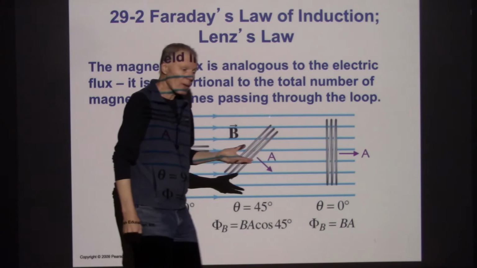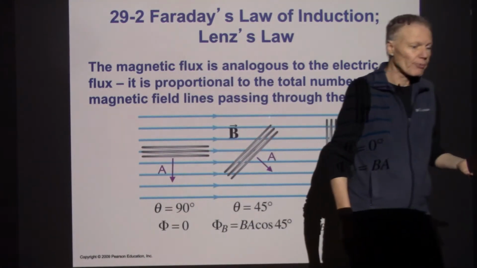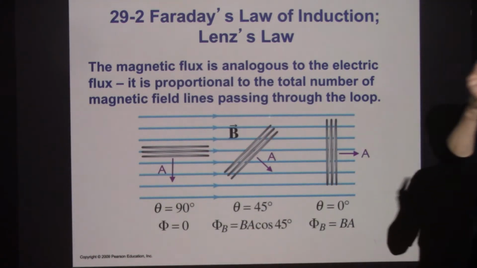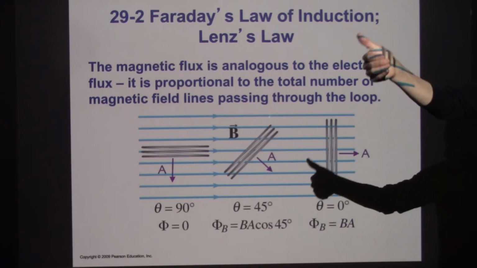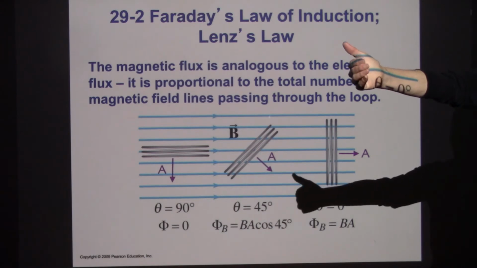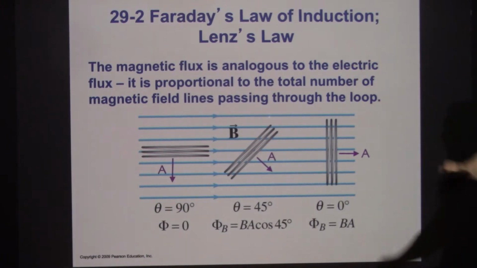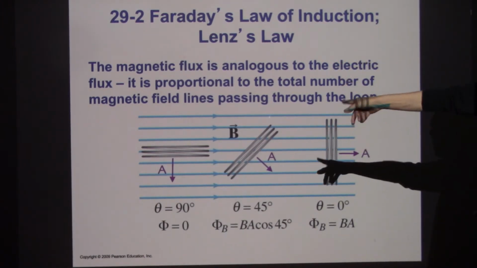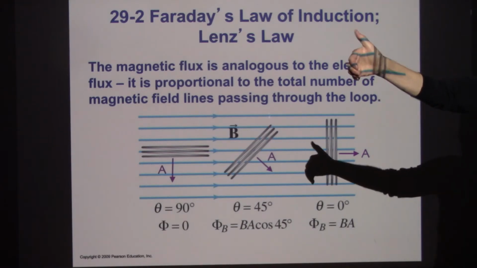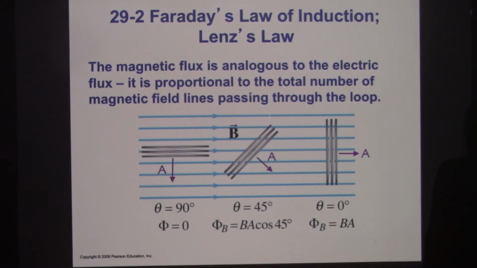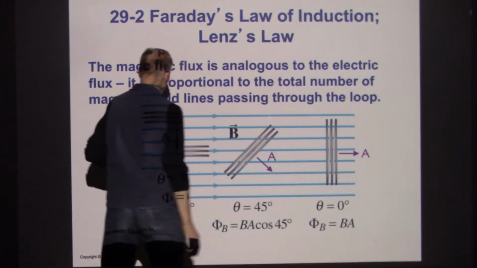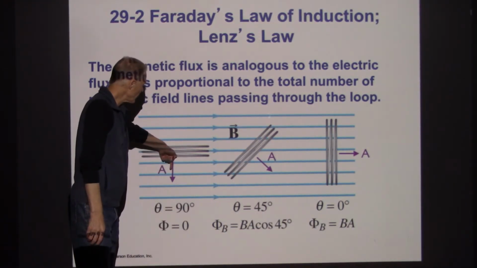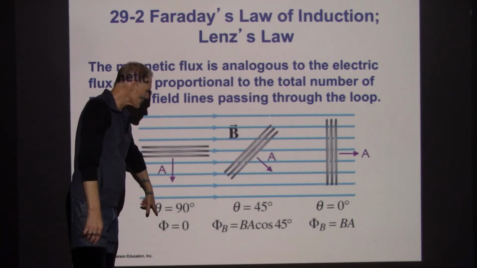The way we often define the area is we look to see what direction the current will be moving, and we use a right-hand rule. If we put the fingers of a right hand along the direction of current, the thumb will be in the area vector direction. That's usually the simplest way to define it. So here's the magnetic field. Here's an example where the coils are oriented at 90 degrees and there's no flux.